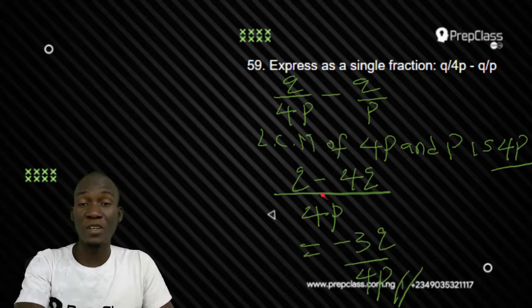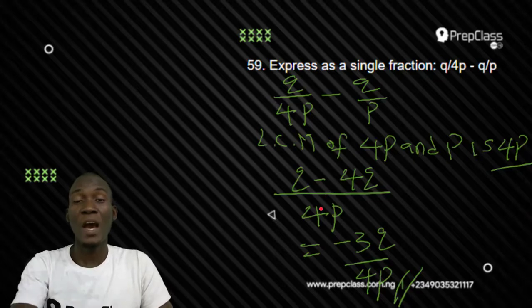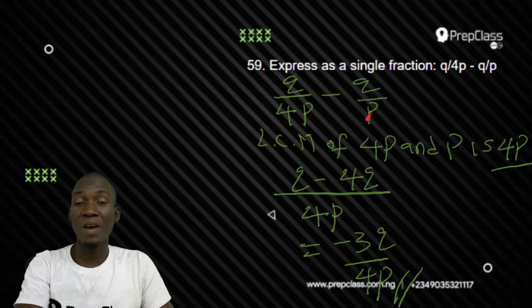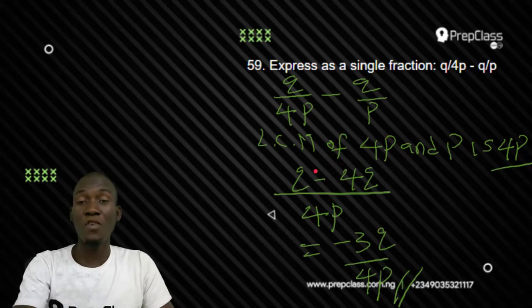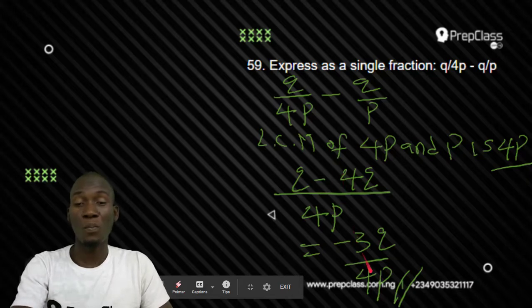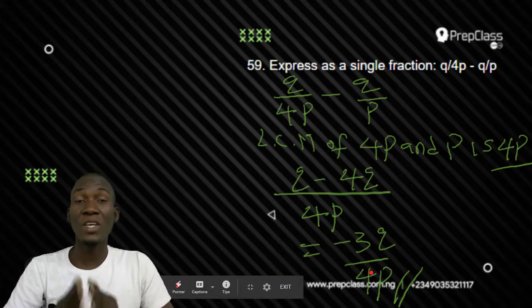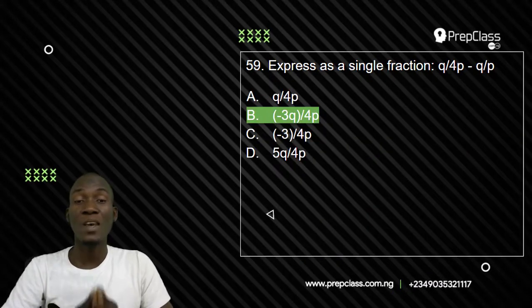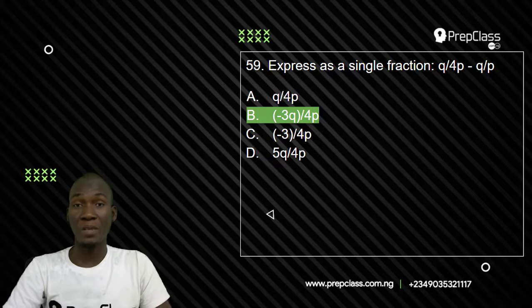Now we are going to form a new fraction having a denominator of 4p. So we have 4p. How many 4p can we see in 4p? That is 1. 1 multiplied by q gives us q. Minus, how many p can we see in 4p? p will cancel p, so we are left with 4. 4 will multiply q to give us 4q. Now, q minus 4q gives us minus 3q divided by 4p. So now the result is minus 3q over 4p. And the right answer is option B, minus 3q over 4p.